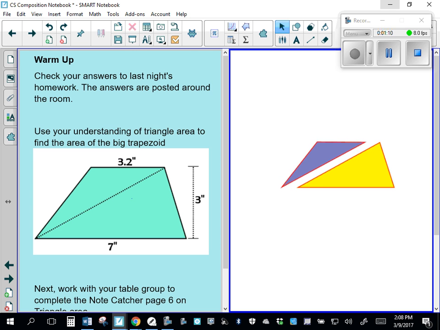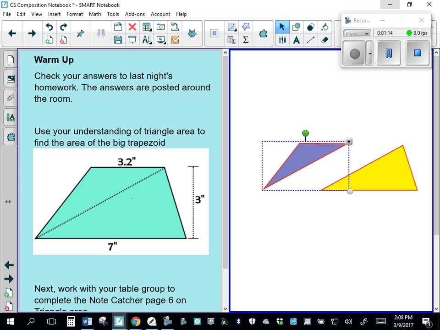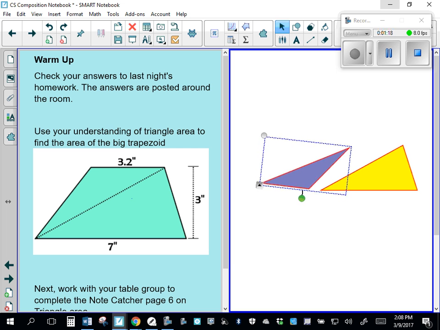So I'm going to separate my two triangles, and I'm going to rotate this one, just to visualize it sort of standing up. Okay? You guys get that? So if we go back over here, I'm going to do this other little thing.